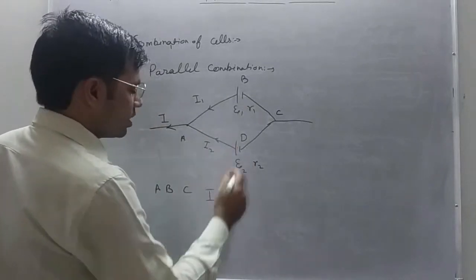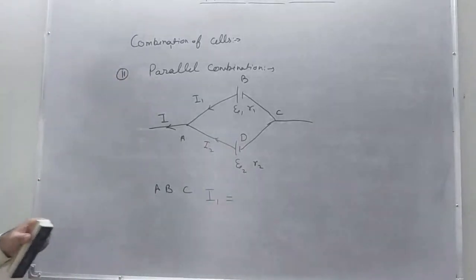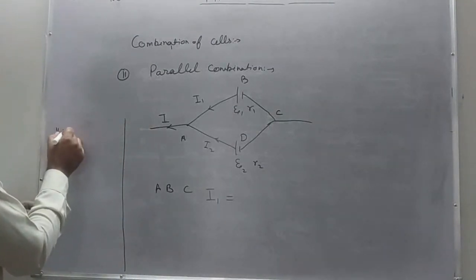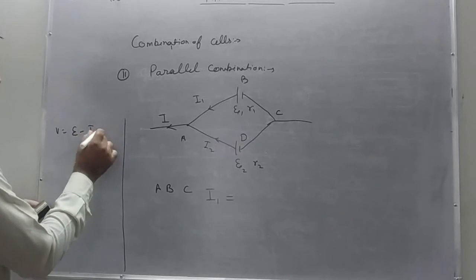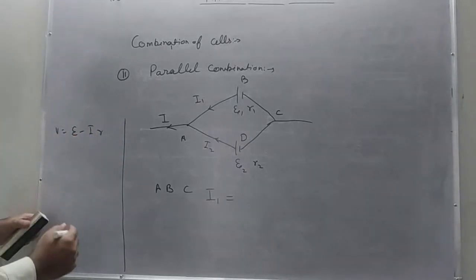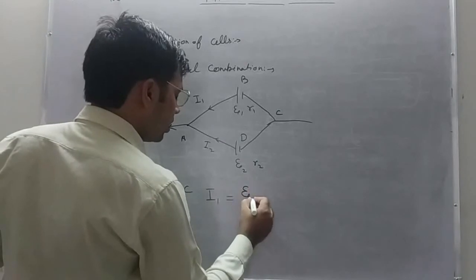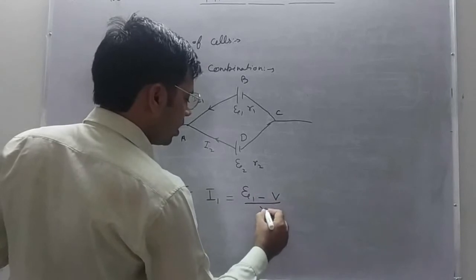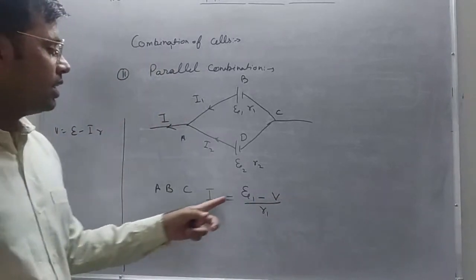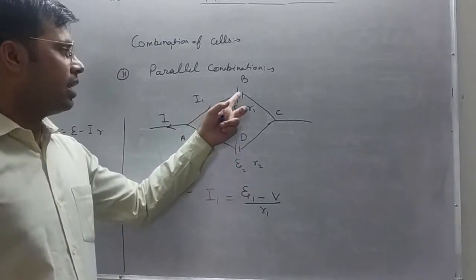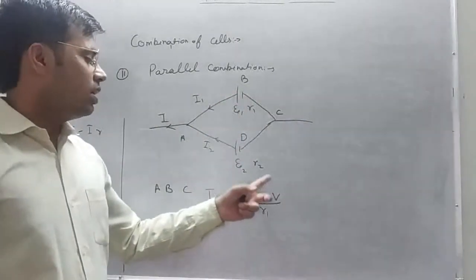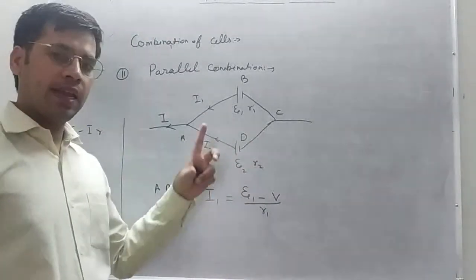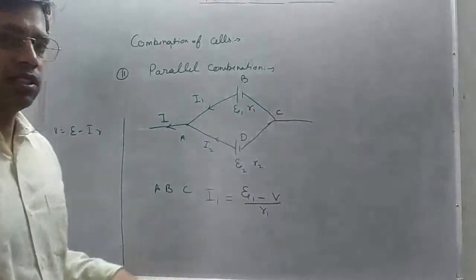So I1 current is flowing, so we can write I1 with the help of the term V is equals to E minus IR. So what will be the value of I? It is E1 minus V divided by R1. Here E1 is the EMF provided by the first cell, V is the potential, which will be the same for all the devices connected in parallel, and R1 is the internal resistance of the cell.